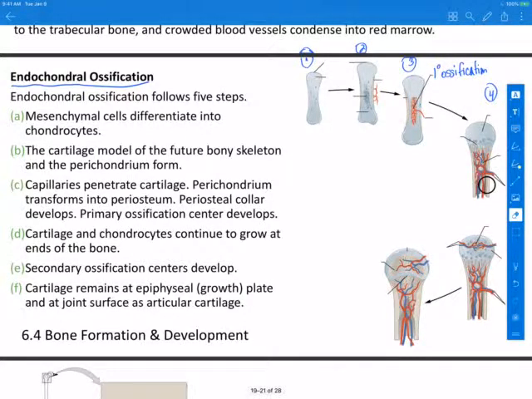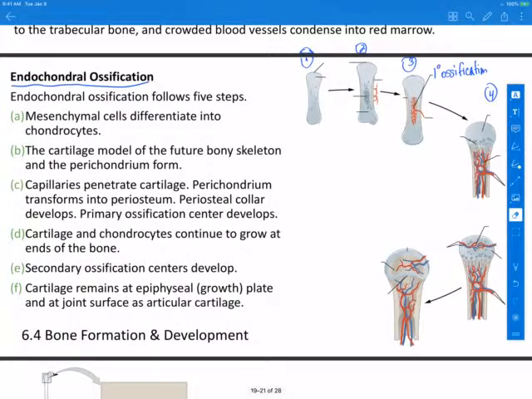The primary ossification center basically forms from the osteoblasts, and this whole process continues after birth. But I guess the main reason that we get this medullary cavity is because initially the bone collar prevents nutrients from diffusing to the center of the hyaline cartilage, and without the nutrients, the cartilage dies.